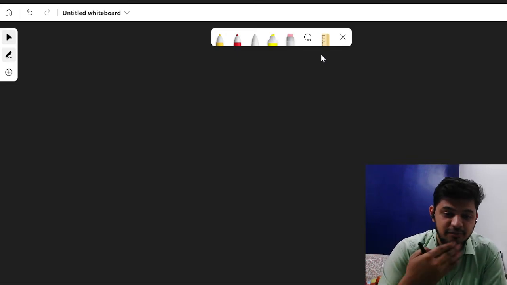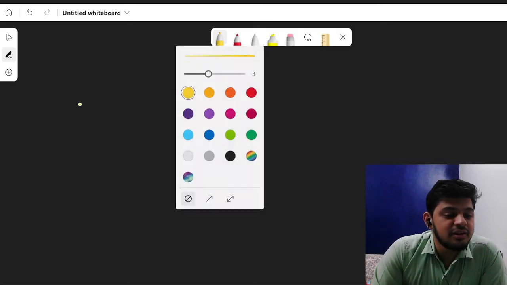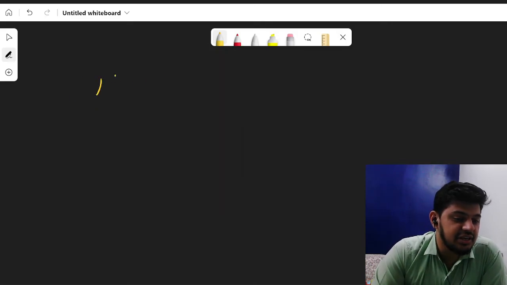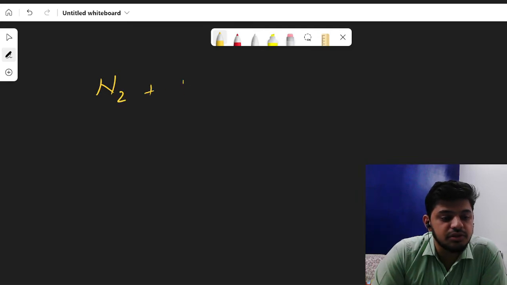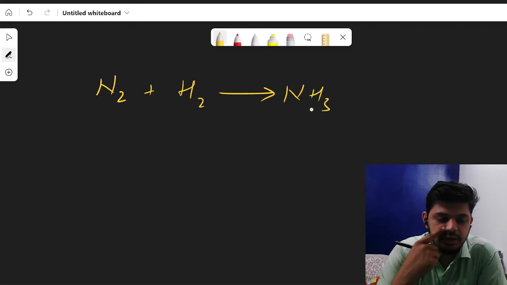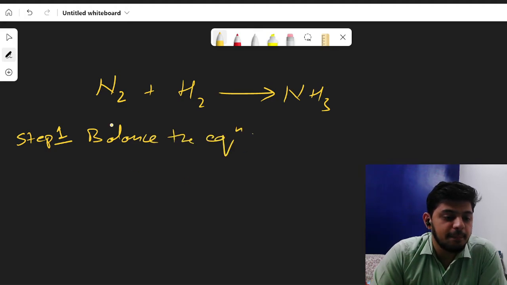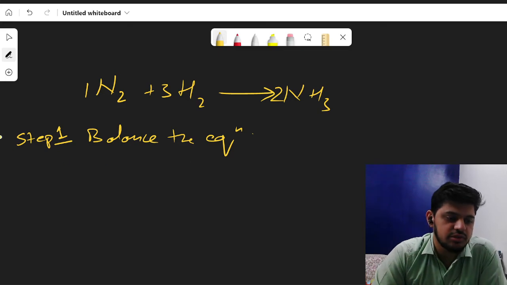I'm telling you how I perform this and how I finish it so fast. See, let us consider I have a reaction N2 plus H2 giving NH3. Step 1 is to balance the equation. So I have to balance the equation, 1 here, 3 here and 2 here. It is balanced. So step 1 is finished.